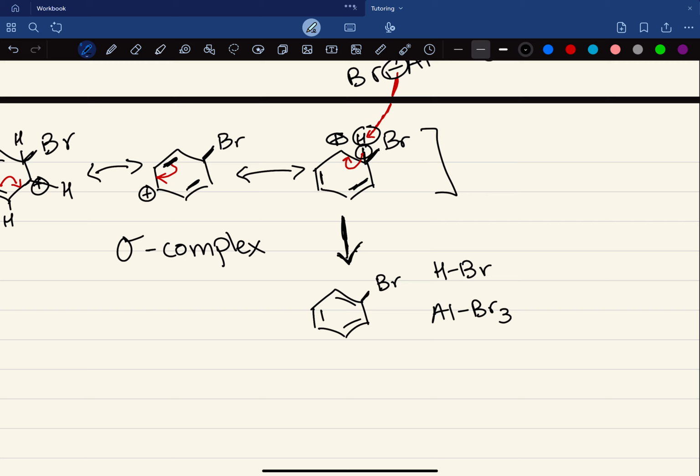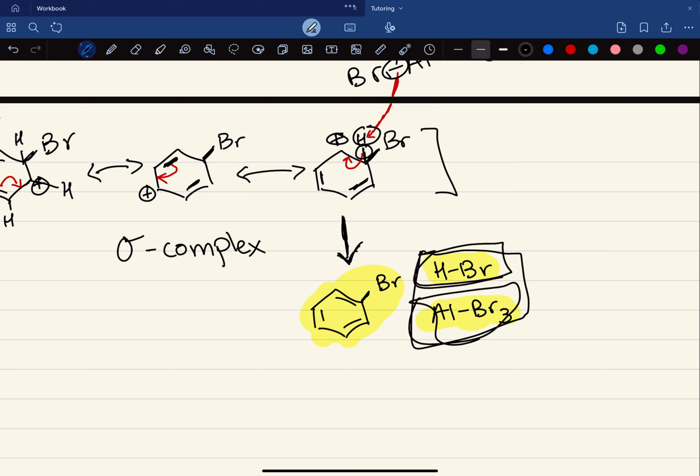So those are our 3 products. And this benzene with the bromine is our main product. That's the one we actually care about. This is just a byproduct, and this is just the catalyst. So this is what we actually care about.